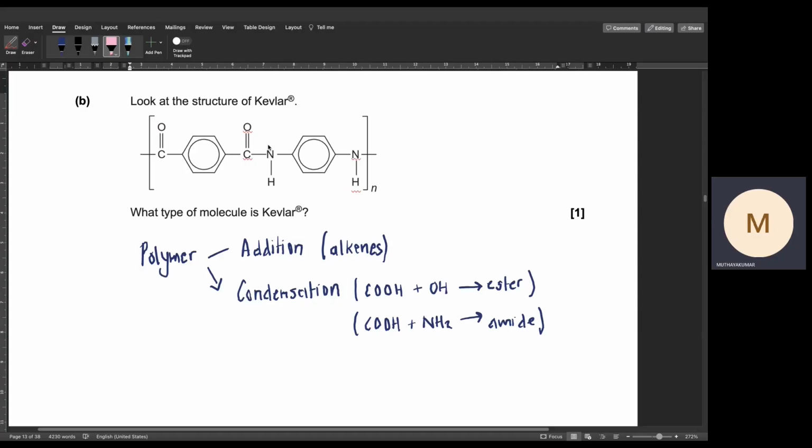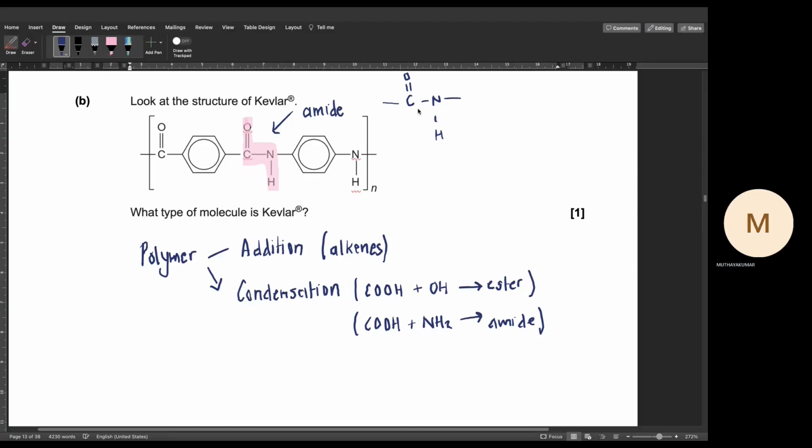This polymer diagram here has a special link, which is this bit here. This is what stands out to me. The C double bond O NH. This link here is an amide link. C double bond O NH is the link for an amide, and therefore it tells us that it must be a condensation polymer. If you want to be more specific, you can even say it's a polyamide. That's the type of molecule shown.